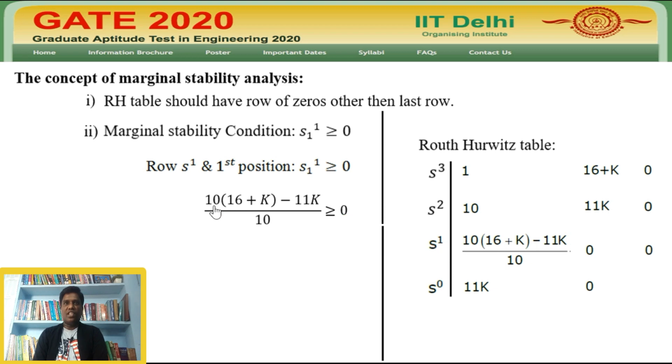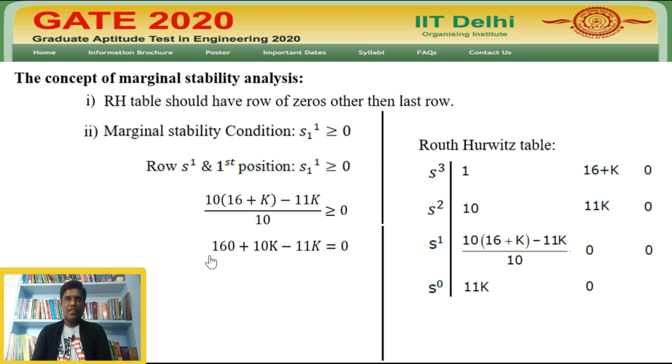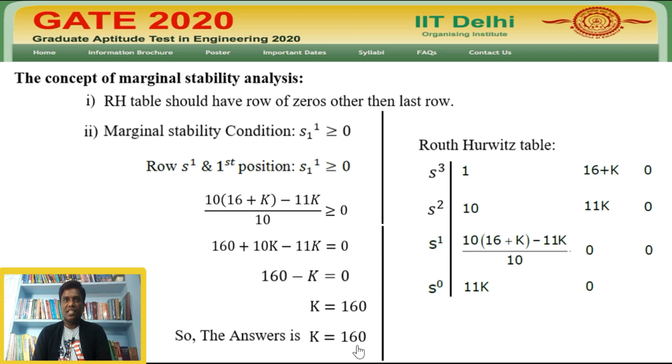0. After simplification of the numerator and cross multiplication of the denominator part, the next equation will be 160 plus 10k minus 11k equal to 0. In this equation, the subtraction of 10k minus 11k is minus 1k. So the equation is 160 minus k equal to 0. Finally k equals 160, which means the system is marginally stable at k equal to 160. So the answer is k equal to 160. This is the required answer for this problem.